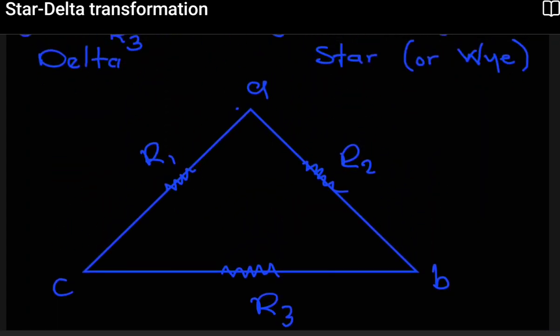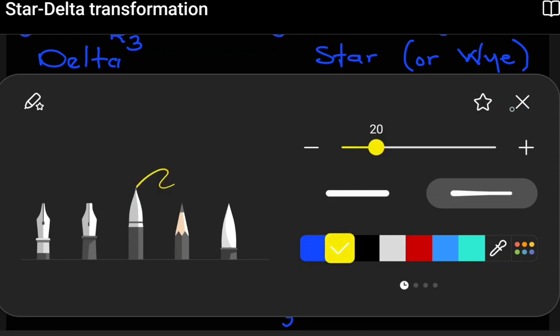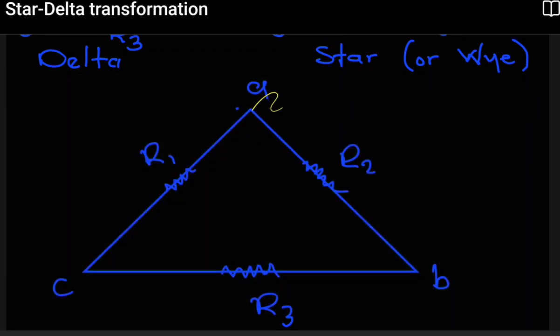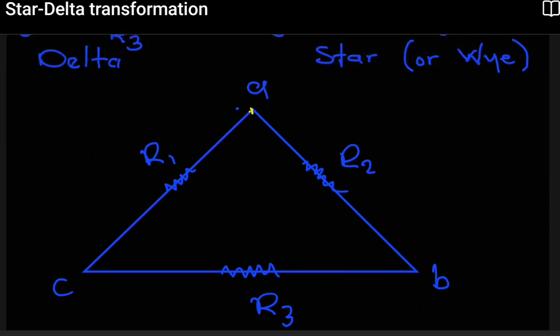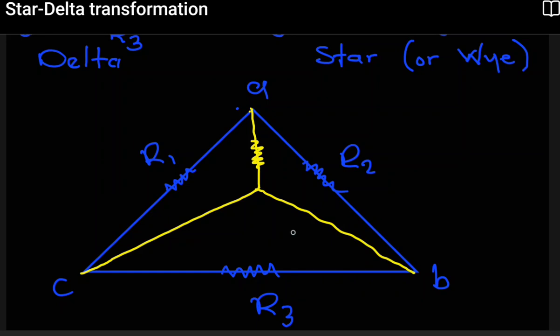Now we're going to put our Y inside. You want your Y to stand on the same nodes A, B, C. So it's going to start from here, come down, then go to this node, and then to this node. One resistor will be here, one here, and another on this side. We label this one as RA, this one as RB, and this one as RC.